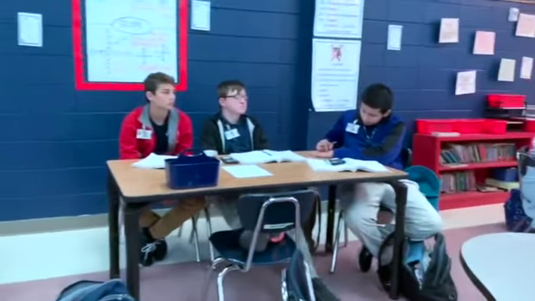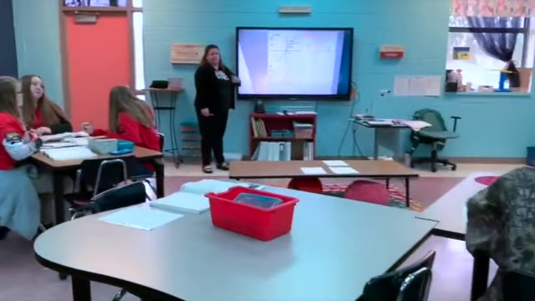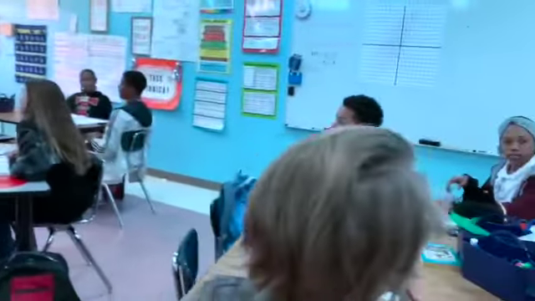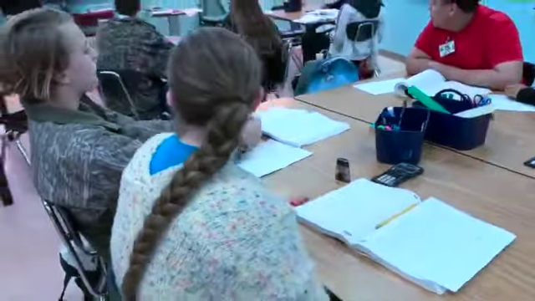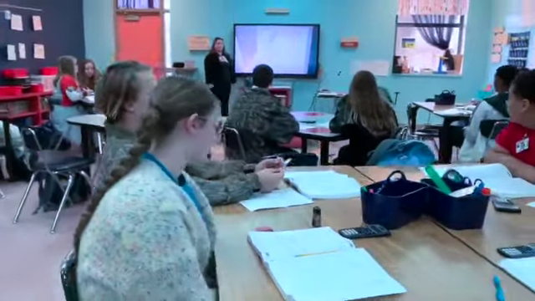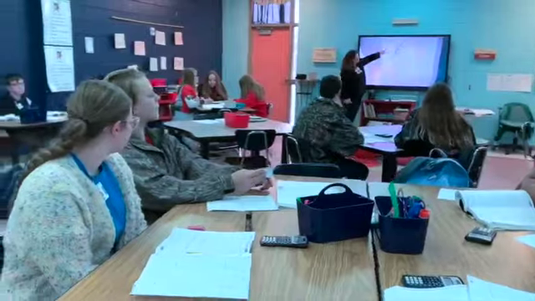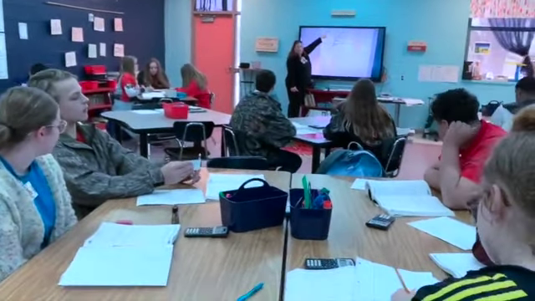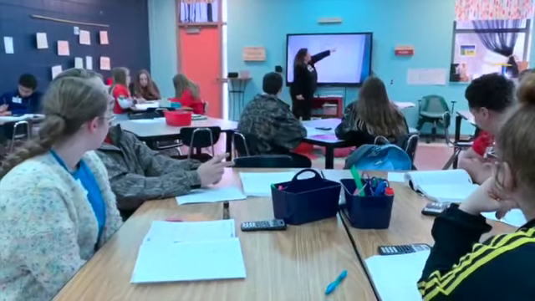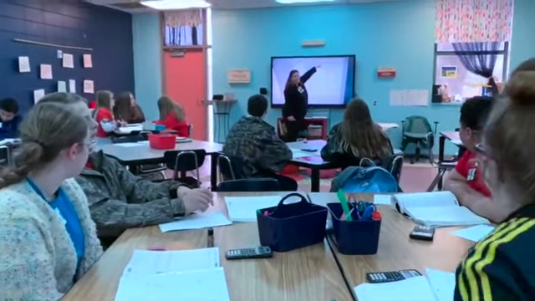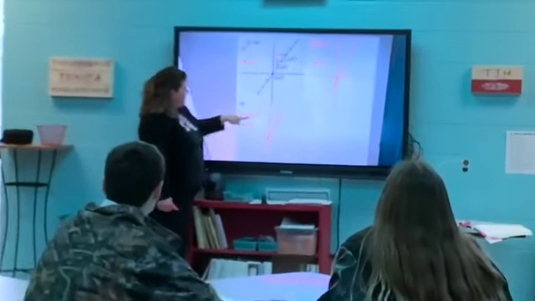Gracie, share with us what your table said about all of this. The 3x, the slope was like 3. So the coefficient is the slope. They made a connection that the slope always happens to be in front of the x. It happens to be the coefficient. The slope for this one, look at that, it's in front of the x. So it's the coefficient. And the slope here is in front of the x.